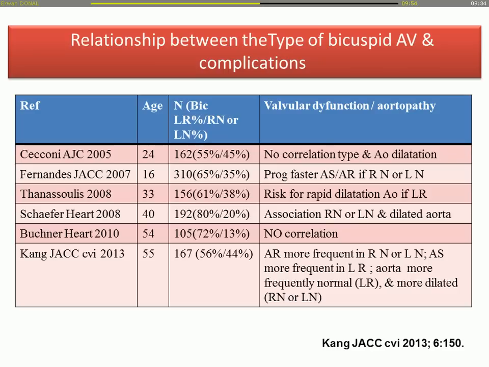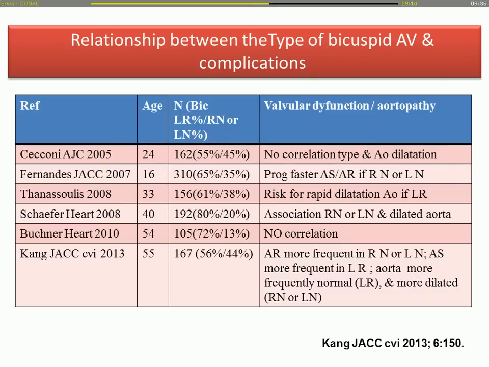And the last study that I want to share with you is the Kong study, demonstrating that the aortic regurgitation is more frequent if you have a raphe between the non-coronary cusp and the right cusp, or the non-coronary cusp and the left cusp. The aortic stenosis is more frequent if you have a raphe between the left and the right cusp, and the aorta is more frequently normal if you have a raphe between the left and the right cusp, and the dilatation is more prevalent and more severe if you have a raphe between the non-coronary cusp and the left or the right cusp.